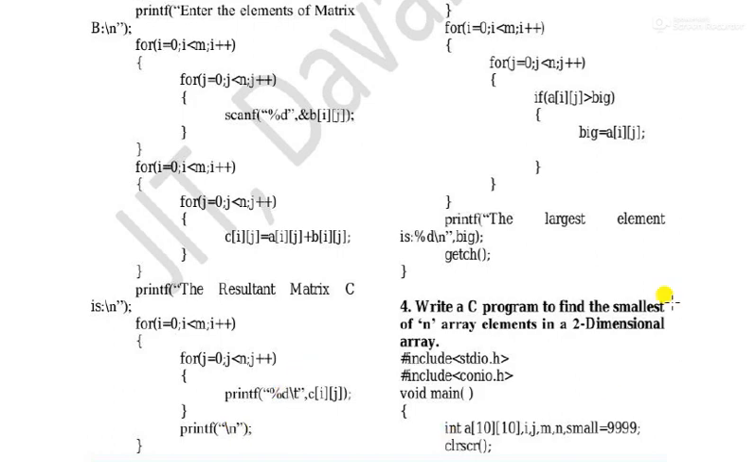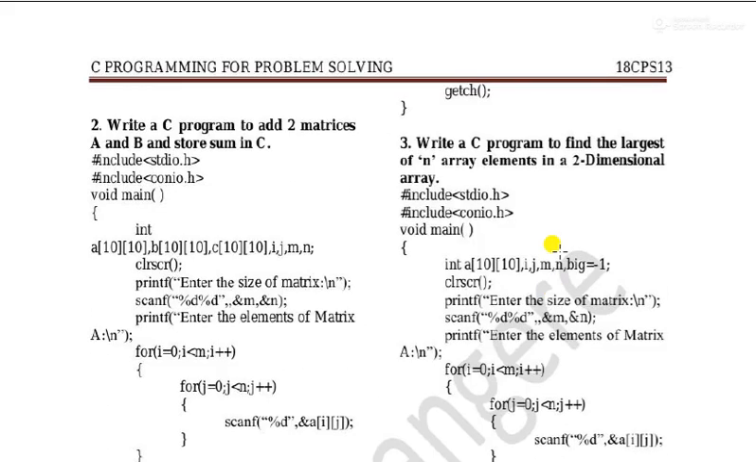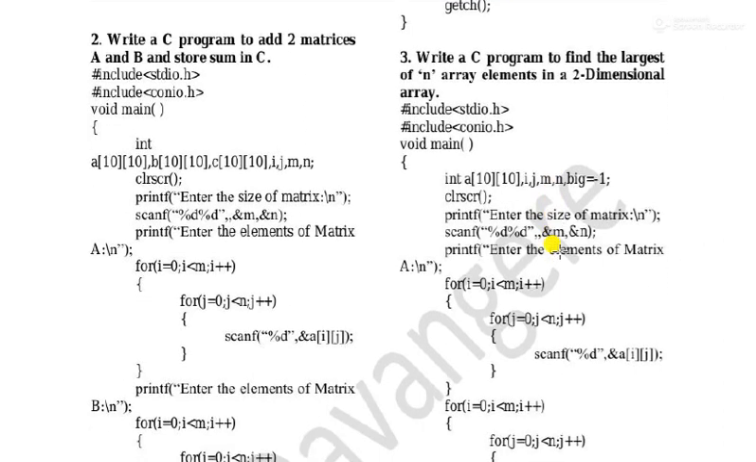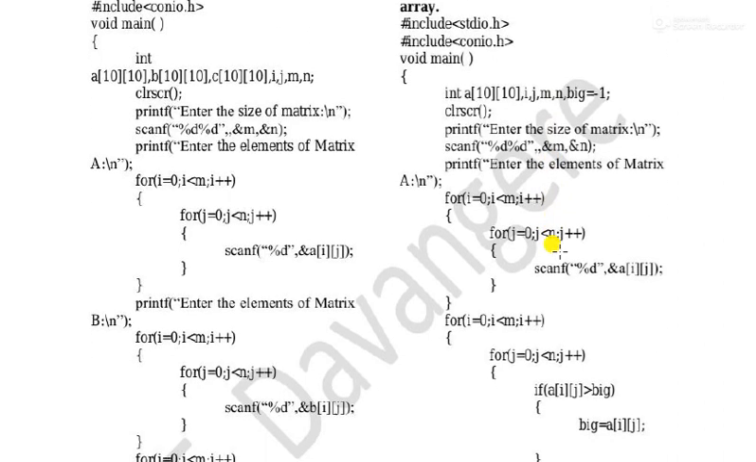The next program is to write a program to find the largest of n array elements in a two-dimensional array. So in a two-dimensional array, now you have to find the biggest number. Same thing: here we declare big is equal to 1. We already discussed this in a one-dimensional array also, finding the largest number and then the smallest number in an array. There we declared large is equal to 1, now we declare big is equal to 1.